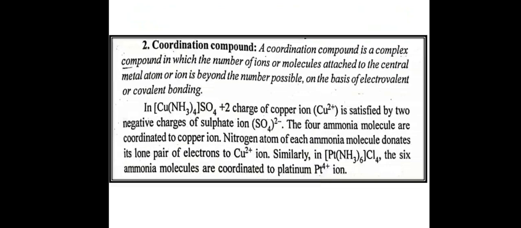If you see this copper complex, the oxidation state of copper is +2, which is satisfied by the 2 negative charges of the sulfate ion, SO4 2-. The 4 ammonia molecules are coordinated to the copper ion. How are these ammonia molecules coordinated to the copper ion? In an ammonia molecule there is a nitrogen atom, and each nitrogen atom has a lone pair of electrons. So the nitrogen atom of each ammonia molecule donates its lone pair of electrons to the copper ion, that is the Cu2+ ion. Similarly, in the platinum complex, the 6 ammonia molecules are coordinated to the platinum Pt4+ ion.